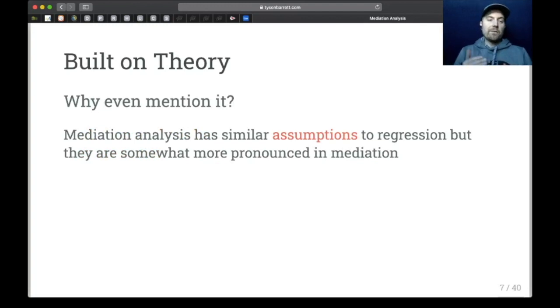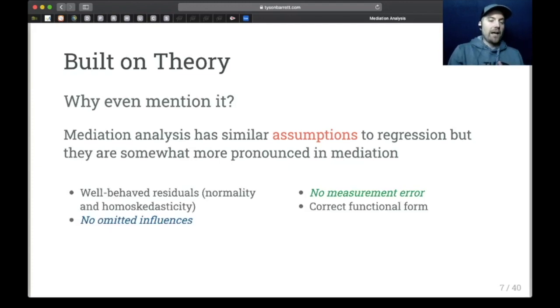So I emphasize built on theory, and the question might be, why even mention it? Well, mediation analysis has similar assumptions to regression, but they're somewhat more pronounced in mediation. So we've talked about no omitted variables. It becomes even more important that we're not leaving anything out when it comes to mediation analysis.